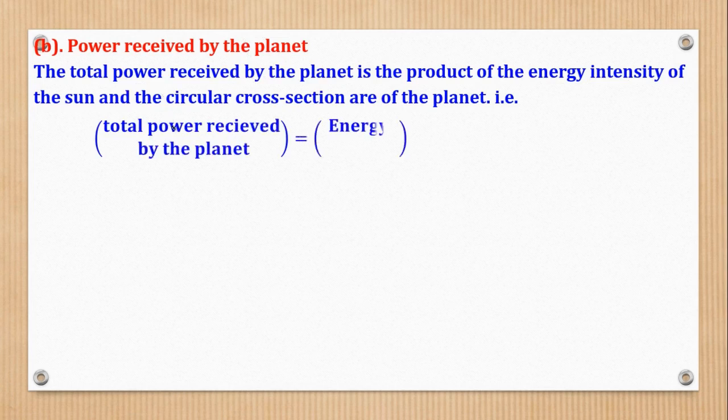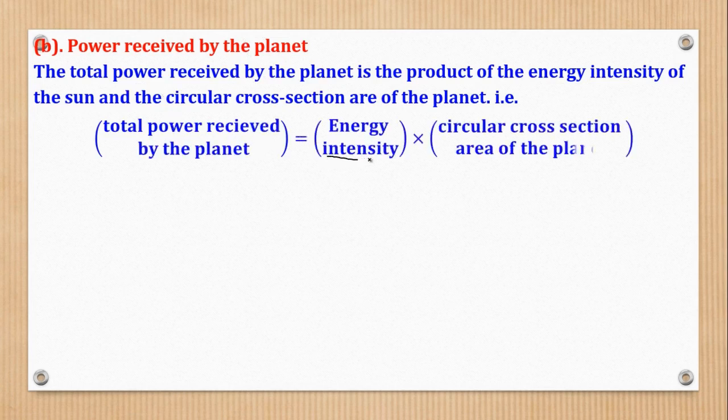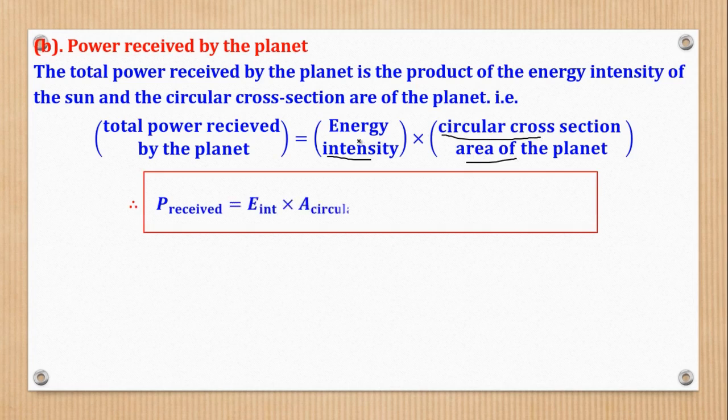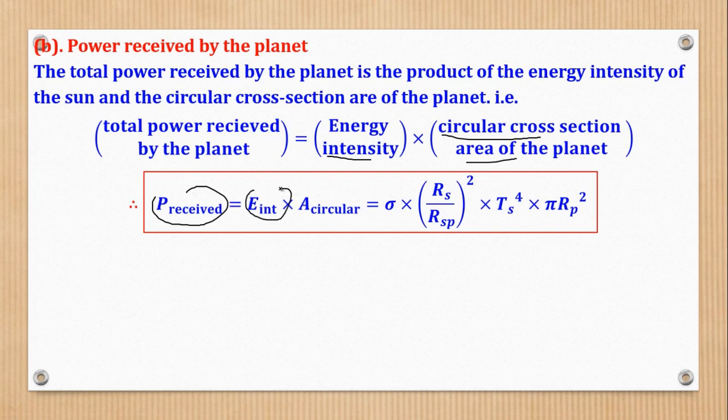That means the total power received by the planet is equal to energy intensity times the circular cross-section area of the planet. Mathematically, P received is equal to energy intensity times the area of the circular part. Energy intensity, we already saw that it is the whole of this. Then the circular area is pi r squared, the area of the circle. That will be the formula we shall use provided they want power received by a planet.